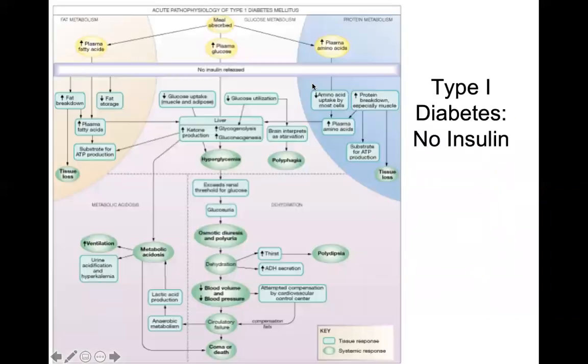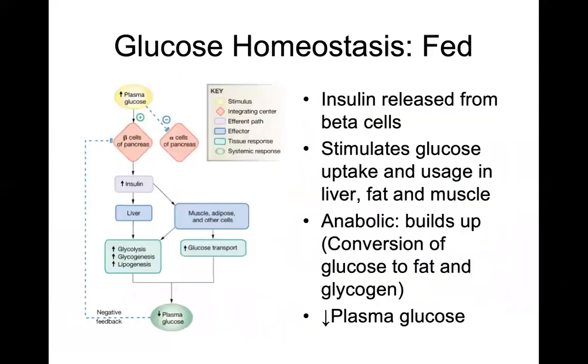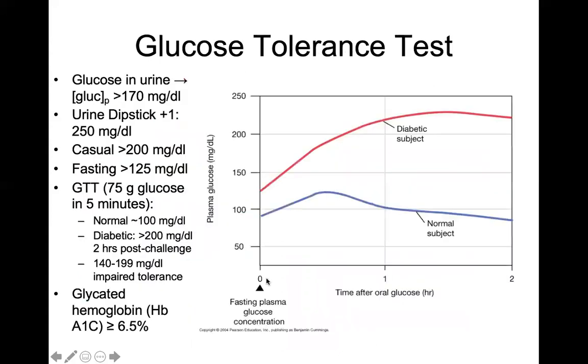Okay, I think this is the last. Oh, I was way off. There's 4 more slides. Okay, glucose homeostasis. Oh, actually, I think we could skip this all because we've already talked about most of this, you guys. So yeah, insulin, good. We've talked about all this. So I'm going to skip this slide.